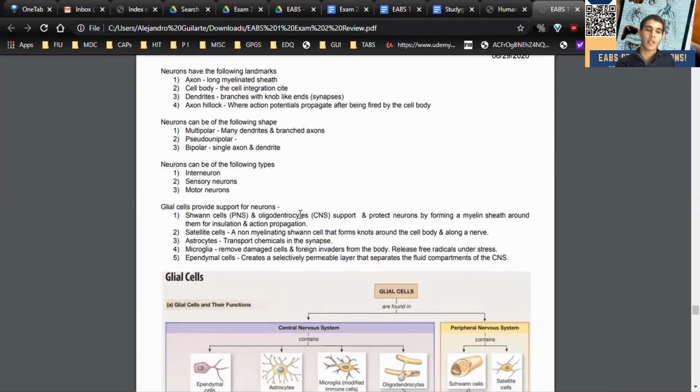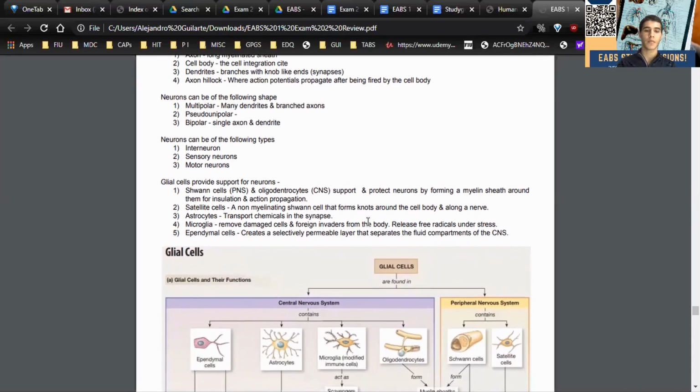We have Schwann cells and oligodendrocytes. They're the same thing. The only thing that changes is the region in which they're involved. When you have Schwann cells, you're talking about the peripheral nervous system. And when you have oligodendrocytes, you're talking about the central nervous system. These protect the neurons by forming a fatty lipid myelin sheath around them that serves as insulation as well as aiding action propagation. Satellite cells are non-myelinated Schwann cells, but what they do is form a knot around the cell body. So it's not a myelin sheath, but it still provides some protection.